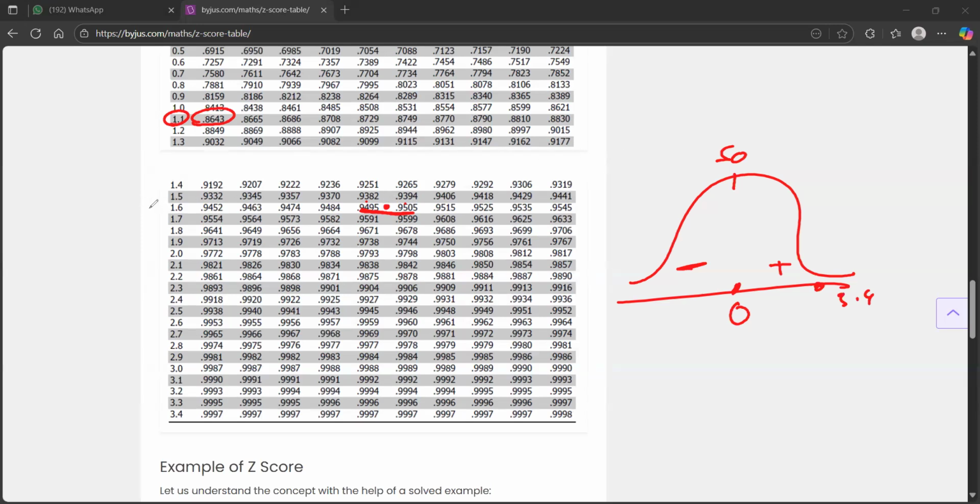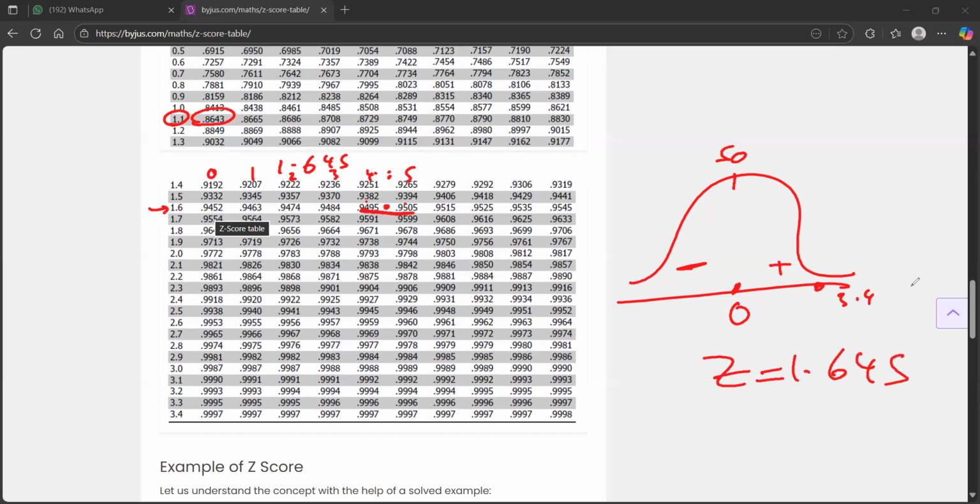So its Z will be 1.6, 0, 61, 62, 63, 64, 65. So in the middle will be 645, before that. Right? So this is my Z. So now I have found Z.